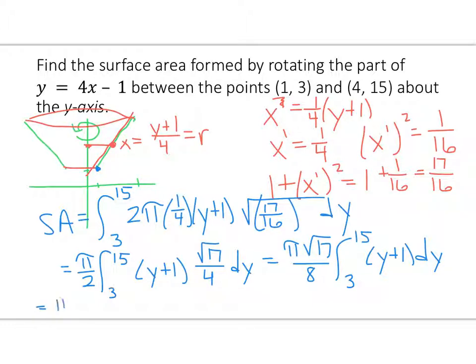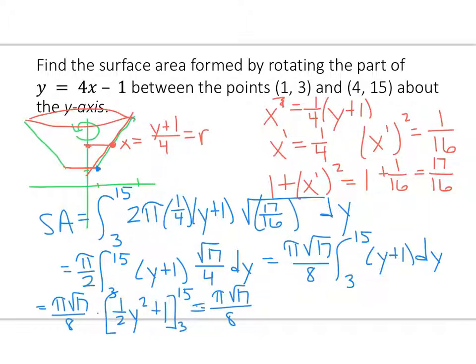So now I have pi square root of 17 over 8, and when I take my integral, this is 1/2 y squared plus y, evaluated from 3 to 15. So I have pi times the square root of 17 over 8, times 15 squared is 225, so 225 over 2 plus 15, minus 3 squared is 9, so minus 9/2 plus 3.